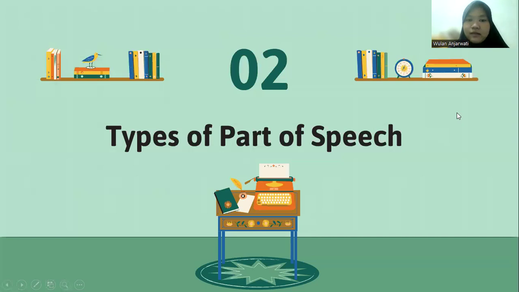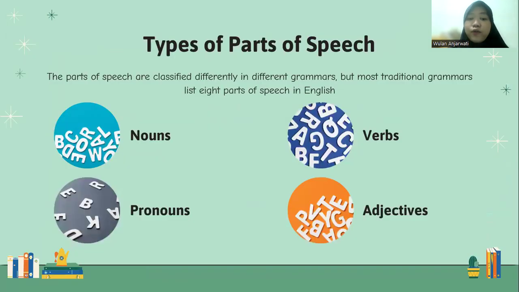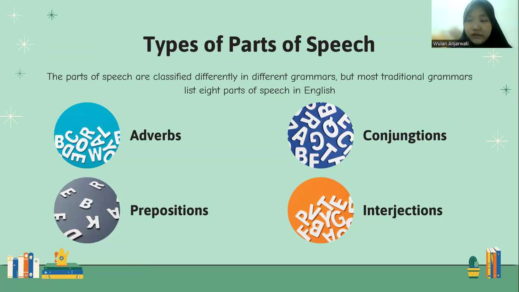Okay, next, there are the types of part of speech. Types of part of speech are classified differently in different grammars, but most traditional grammars list 8 parts of speech in English. So, in this slide, there are 8 types: nouns, verbs, pronouns, adjectives, adverbs, prepositions, conjunctions, and interjections.